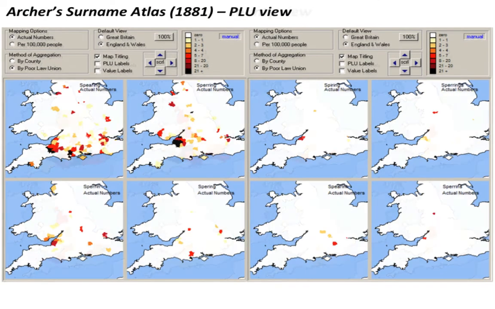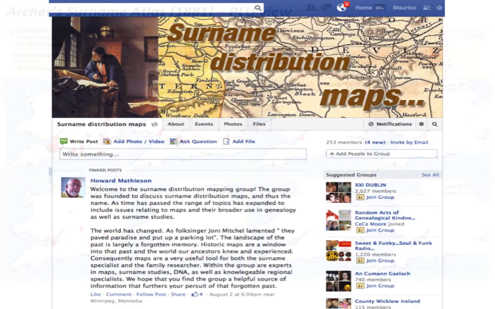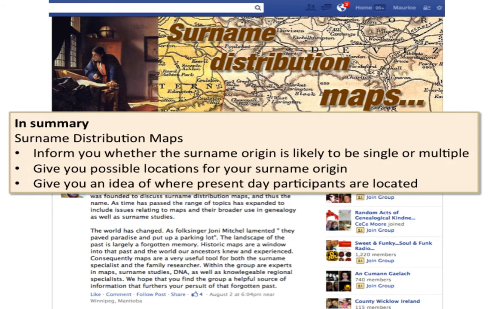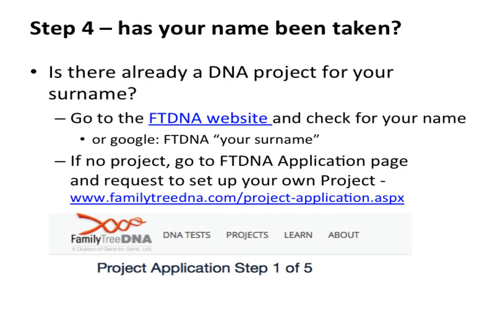Archer's Surname Atlas, again, focuses in on the southwest, and because you can do it by poor law union, it actually is helping me identify those particular villages that I need to go and visit with a box of DNA kits in the back of my car. And then that's Howard's Surname Distribution Maps website, Facebook group.